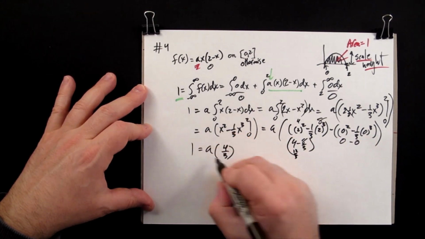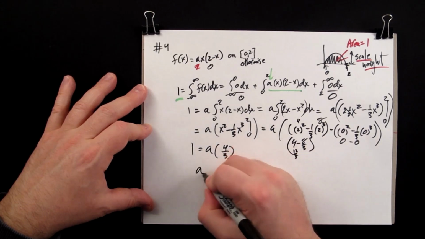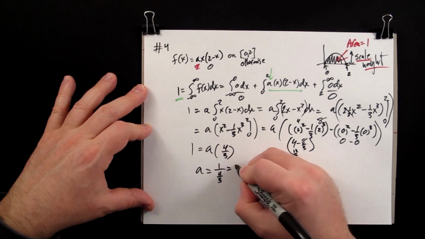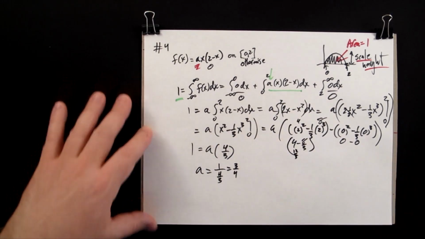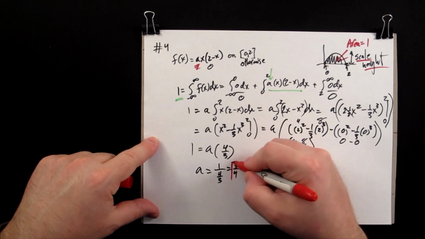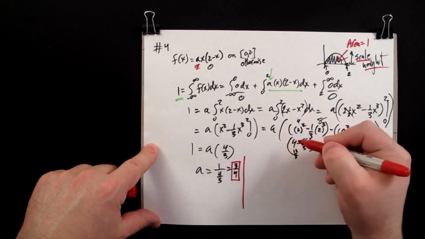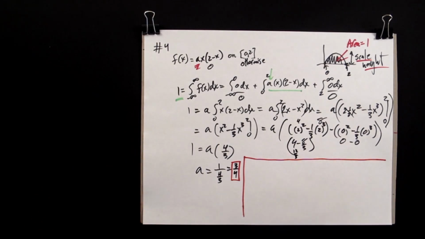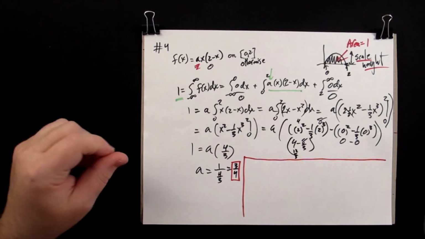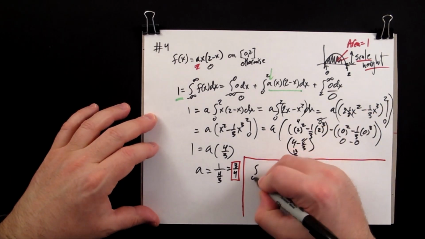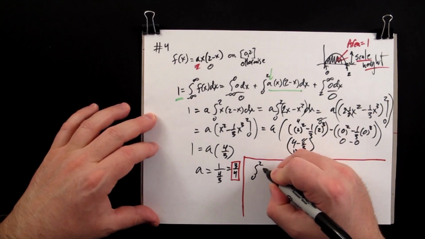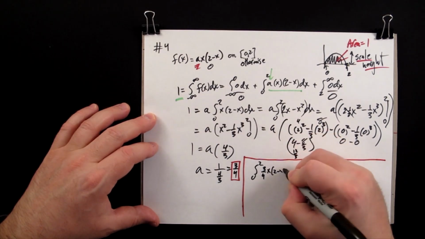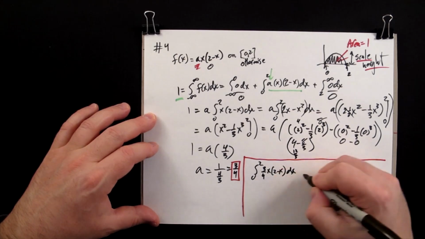And we want to find a so that this equals 1. Alright, so a is going to be 1 over 4/3, which gives us 3/4. And to check that this works out right, to make sure you did all the algebra correctly, just check this integral. So 3/4 times x times 2 minus x from 0 to 2 better give 1.